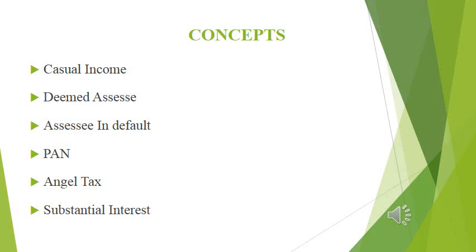Examples of casual incomes are crossword puzzles, gambling, betting, horse race, winnings from lottery, etc. All casual incomes are liable to income tax. The next one, that is deemed assessee. We know what is meant by assessee. We have discussed the term assessee in our previous lessons.